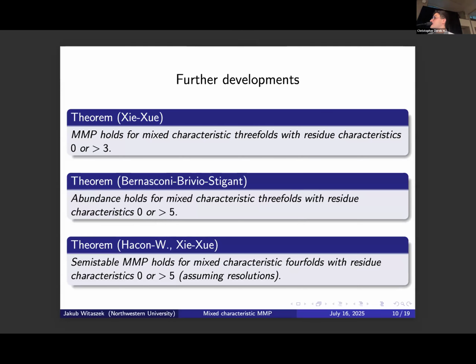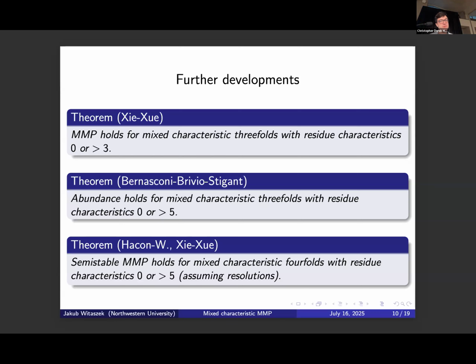First, we have the result by Xie Shui, who extended our mixed characteristic minimal model program to characteristic 5, building on the previous work in positive characteristic by Christopher and myself. In particular, now we know the mixed characteristic MMP for 3-folds when the residual characteristics are 0 or greater than 3. So we only need to use 1/2 and 1/3 in our formulas. We're almost there. Just these 2 fractions are causing troubles. 1/5 is not necessary.